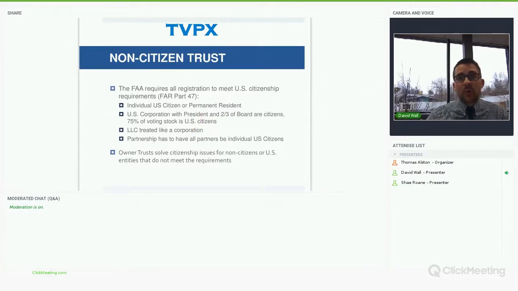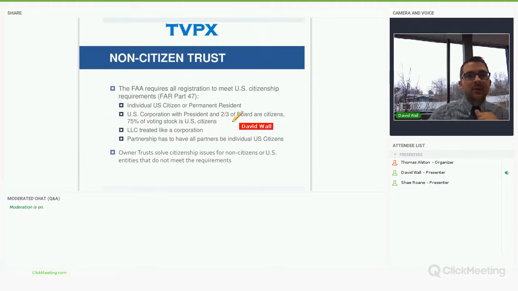LLCs are treated very much like corporations. As I mentioned, some foreign citizens believe, well, I'll just create a Delaware LLC and then I'll be able to register my aircraft with the FAA. That's not true. Again, if the manager is not a citizen, or if 2/3 of the members aren't U.S. citizens, you can't register the aircraft in the name of the LLC.